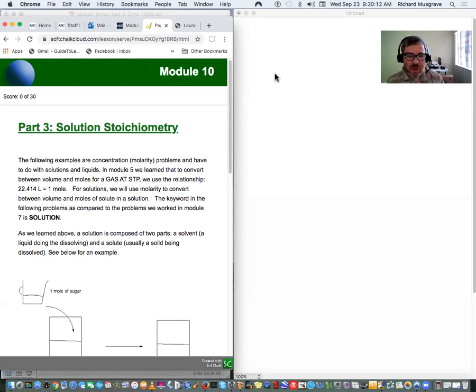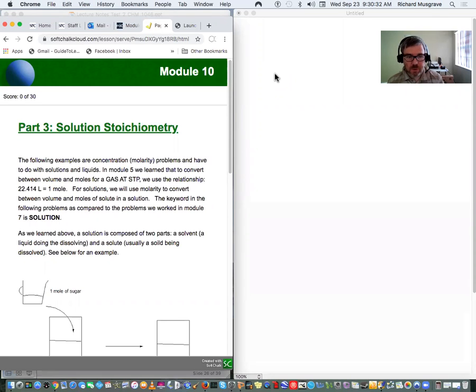Let's get into some solution stoichiometry. There are some earlier parts to this; I'll get you to read about those. They cover electrolytes and some general things about pHs of solutions. I'm going to focus mostly on the math here, the dimensional analysis, because that's really what tends to bother most people about this particular module.